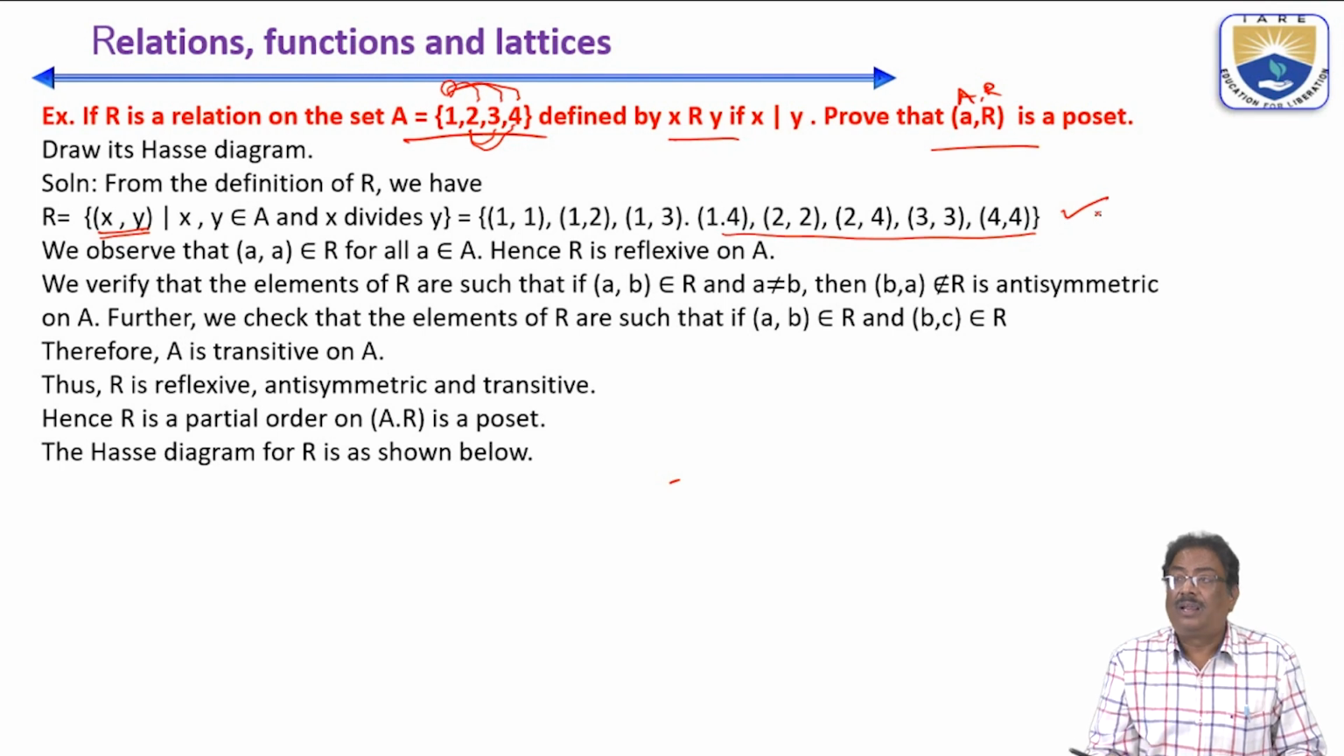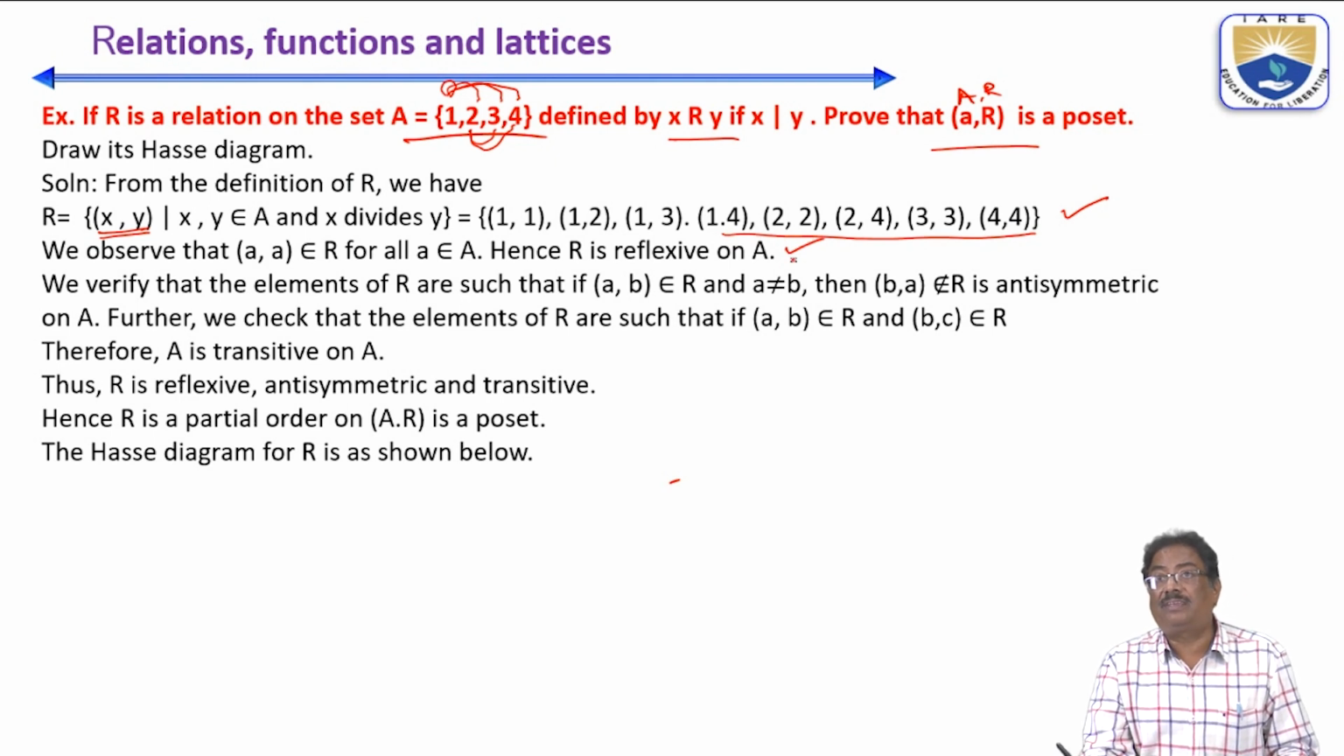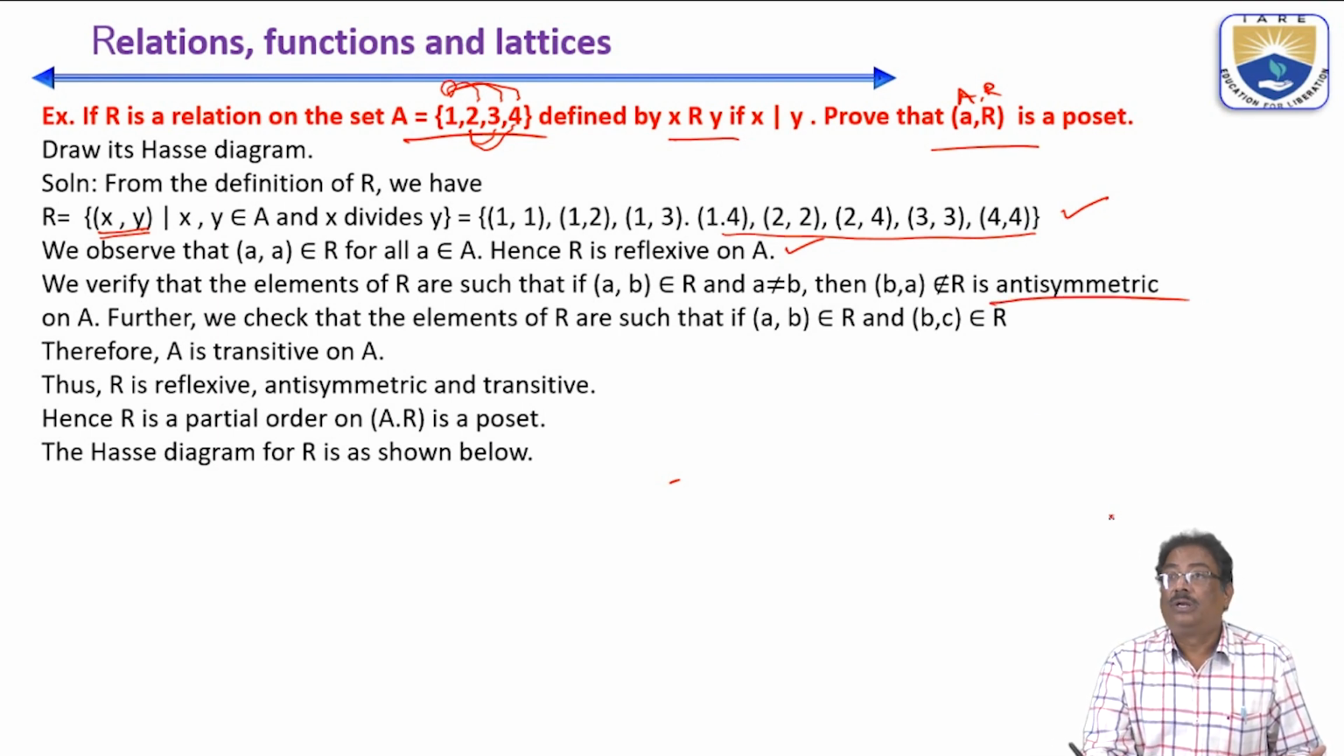This is the relation. Now we are going to verify whether this is a partially ordered relation or not. So this is reflexive because every element divides itself. And it is antisymmetric because A divides B will be there, but there is no B divides A. So 1 divides 4 will be there, but there is no 4 divides 1. So it is automatically understood, antisymmetric.